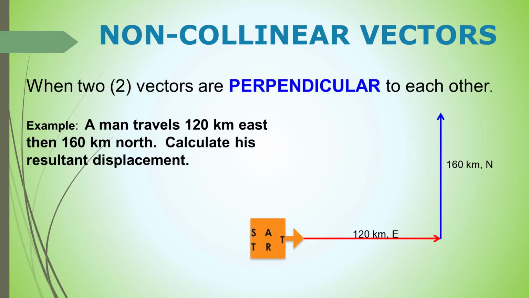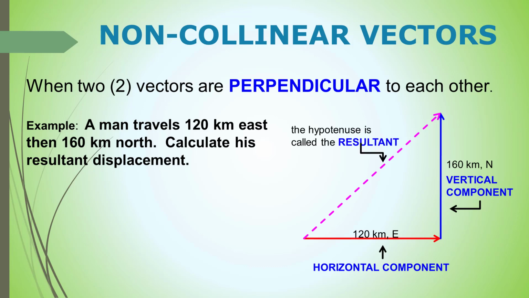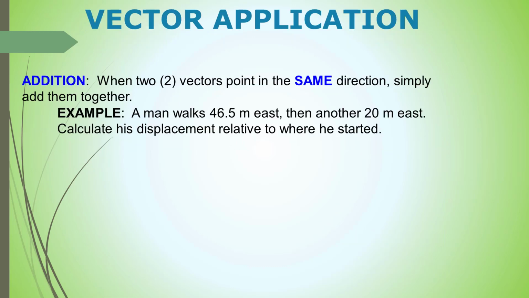This is the starting point of the resultant, and this will be the ending point, from the tail of the first to the head of the last vector. So we draw the resultant from the tail of the first to the head of the last vector. This was the horizontal component and this was the vertical component. This hypotenuse is known as the resultant for perpendicular forces.